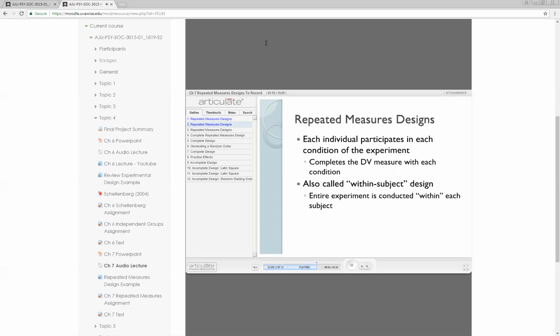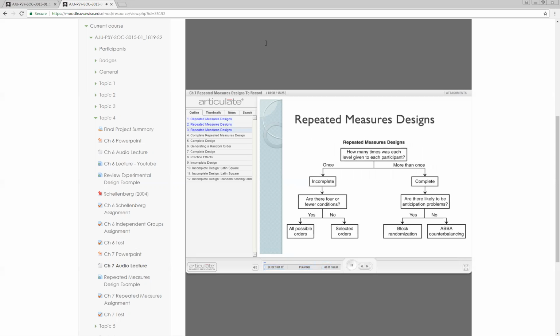But I might do the same experiment using a repeated measures design, and instead of having different people in each group, I might use the same group. So I might take one class and have them take the first test open book and rate their anxiety, which would be my dependent variable, and then have them take the second test closed book and rate their anxiety. So again, they're doing the dependent variable multiple times and they're participating in each level of the independent variable. The repeated measures are when each participant does each level of the independent variable.